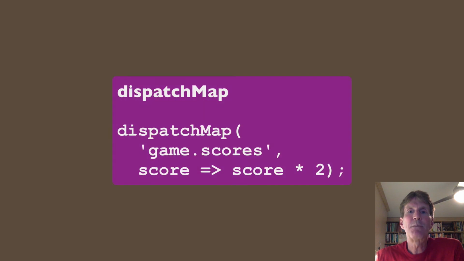Finally, dispatch map dispatches an @map action that modifies the elements in an array. It takes a path to an array and a function. The function is passed each array element and should return the new array element value. For example, we could call dispatch map, pass it the path game.scores, and then a function that takes a score and returns that score multiplied by 2 to double all the scores in an array.